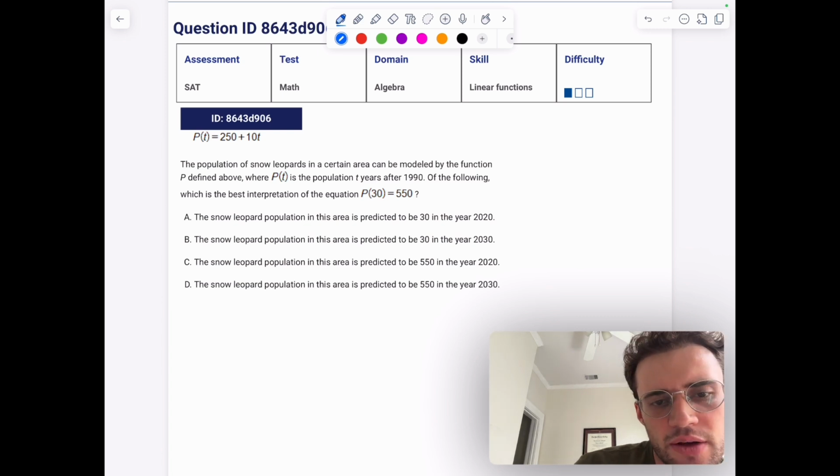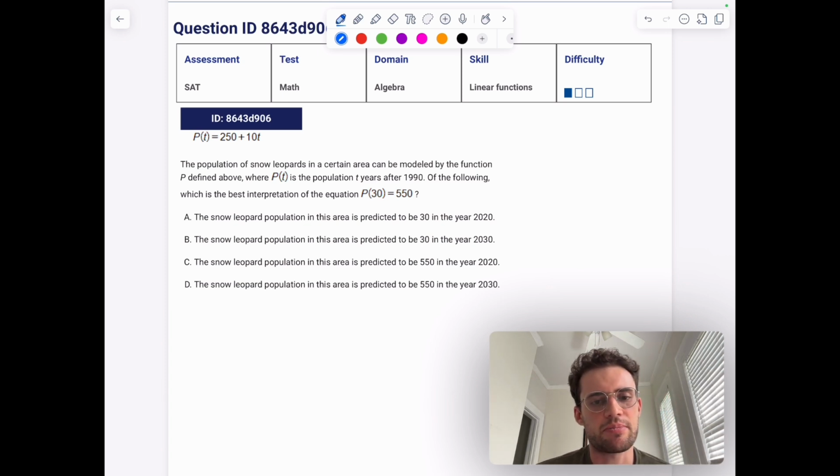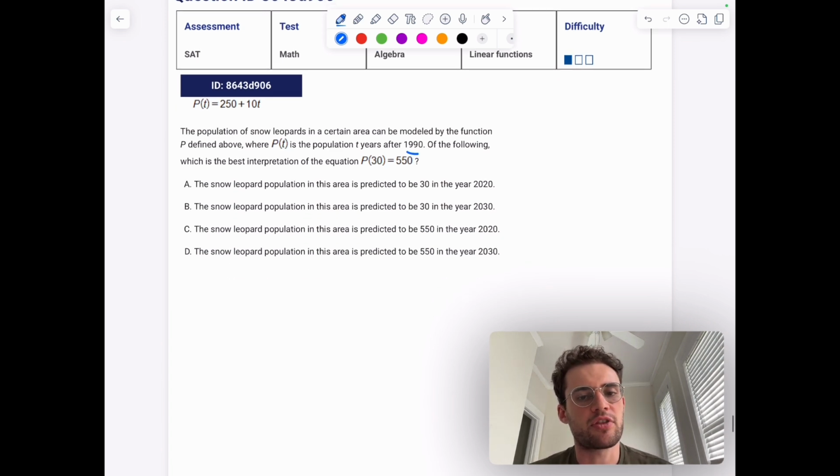P of t equals 250 plus 10 times t. The population of snow leopards in a certain area can be modeled by the function p, defined above, where p of t is the population t years after 1990. Of the following, which is the best interpretation of the equation p of 30 equals 550? Well, we know that t is the variable, and that's the number of years after 1990, which if you add 30 years to 1990, that would bring you to 2020.